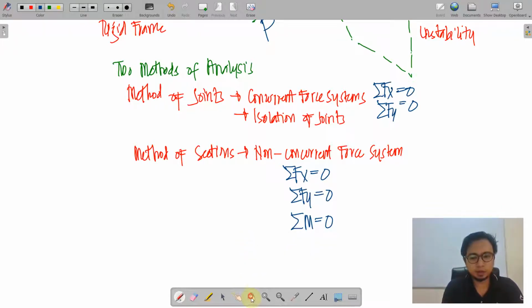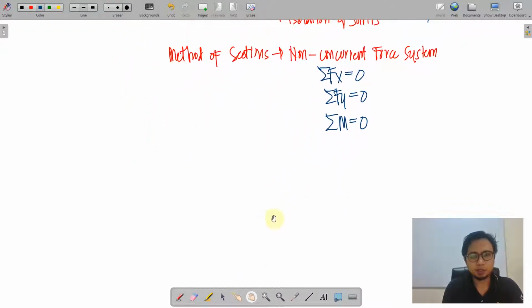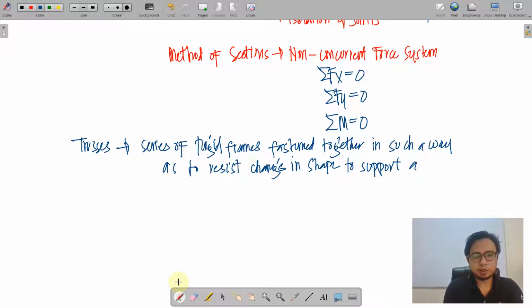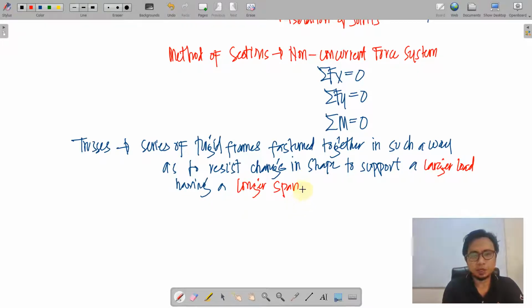So let us have now the analysis of trusses. A truss is defined as a series of rigid frames fastened together in such a way as to resist change in shape, to support a larger load having a longer span. Practically, these members will carry the external loading in a way that it will be transmitted along the axis of the members. With this, the bending is controlled. Therefore, the loading is just axial, either tension or compression.